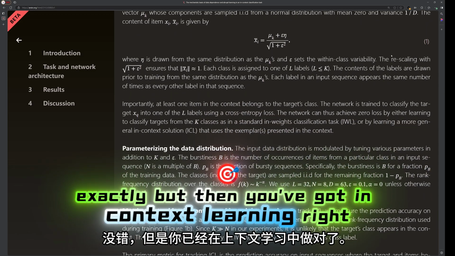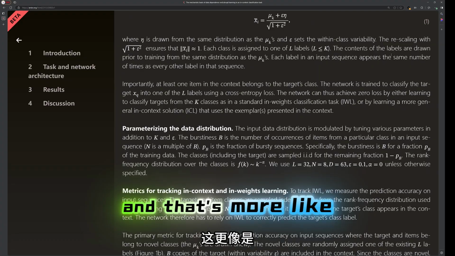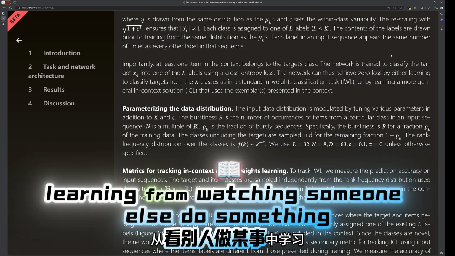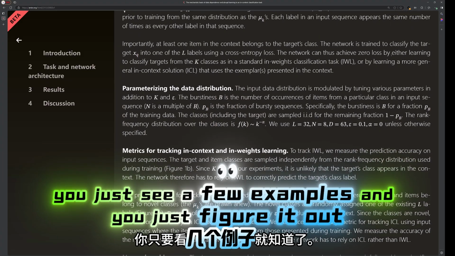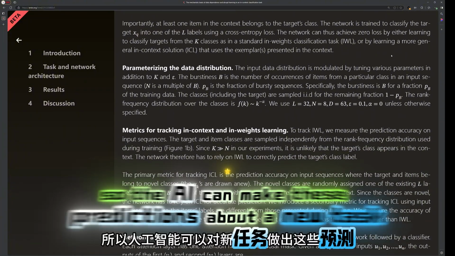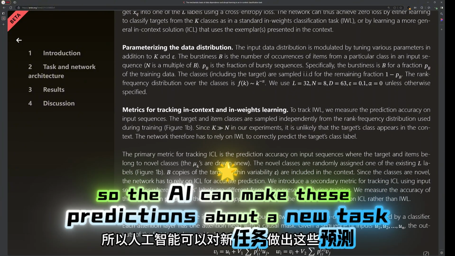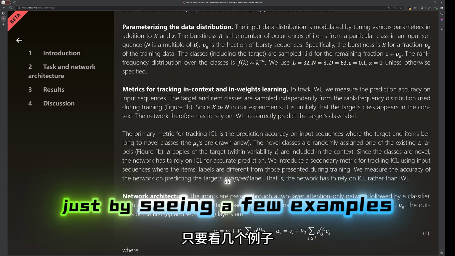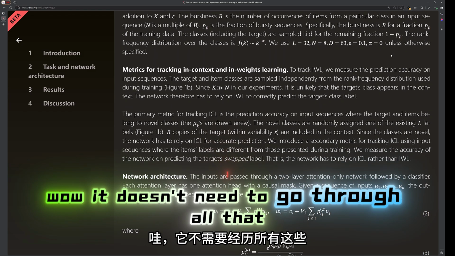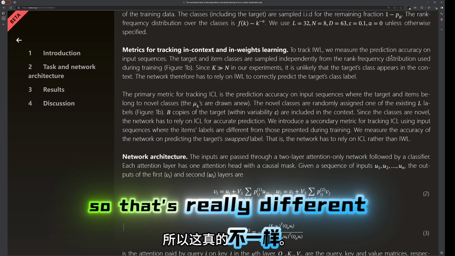But then you've got in-context learning, and that's more like learning from watching someone else do something. You just see a few examples and you figure it out. So the AI can make these predictions about a new task just by seeing a few examples. It doesn't need to go through all that massive adjustment. So that's really different.